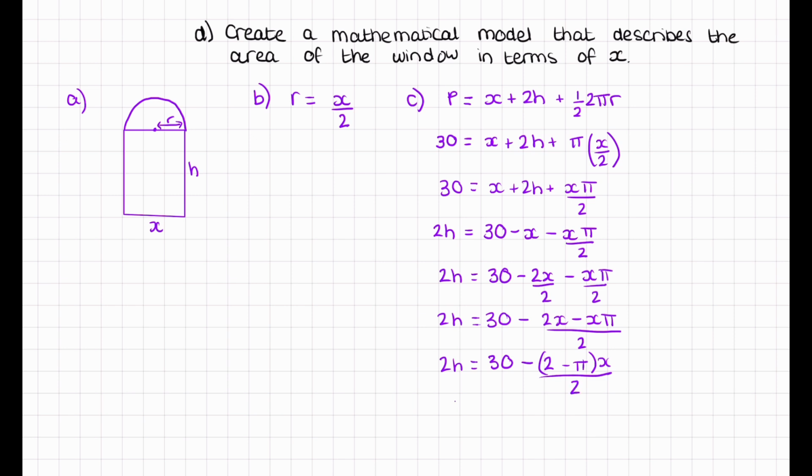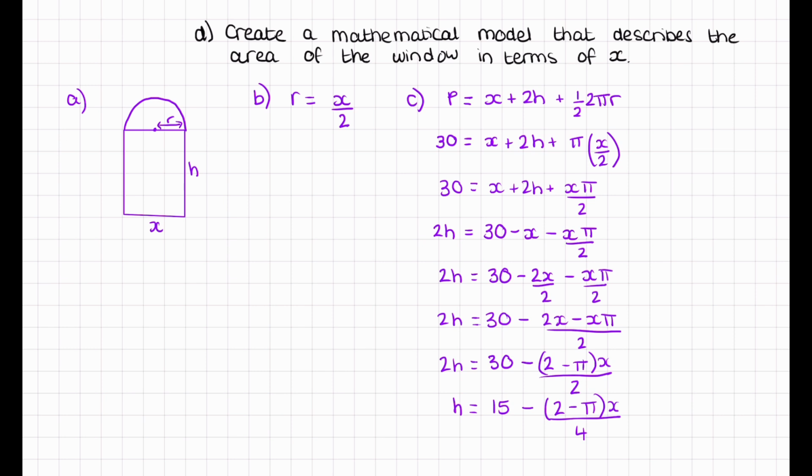Now we need h on its own, so we need to divide everything here by 2, which will give us 15 minus 2 minus pi all multiplied by x divided by 4. So it's a bit of manipulation that is required there. And as I said previously, you'll often see this type of thing in the later questions in an exam because they really want to test your understanding.